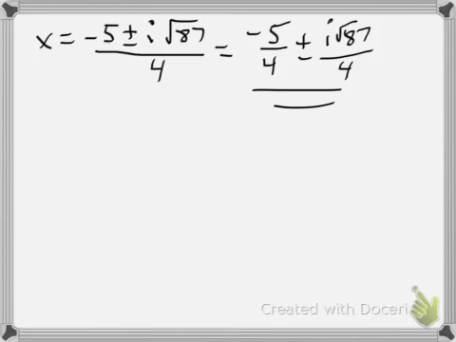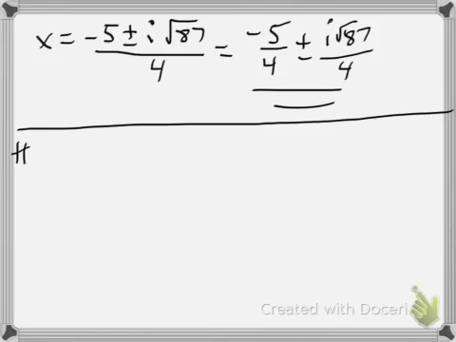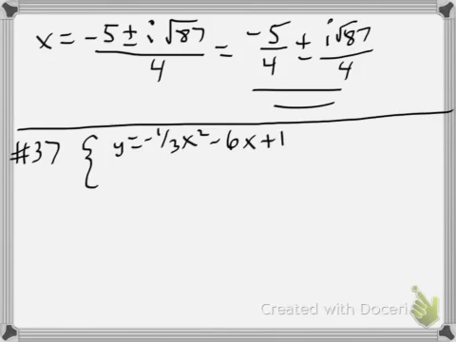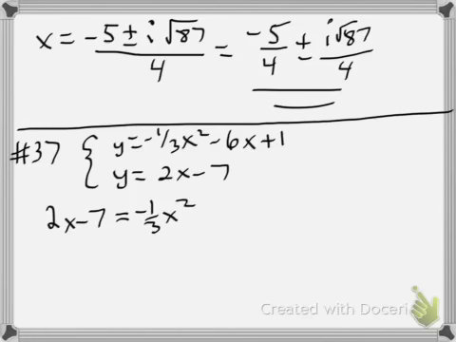I'm going to start 32 here on the next. I'll put a line here. Number 32 is virtually the same, just different numbers. You have a system, and it's y equals negative 1/3 x squared minus 6x plus 1, and y equals 2x minus 7. And so we know that they're going to equal each other, because that's where they cross. And a lot of people get to this step here.